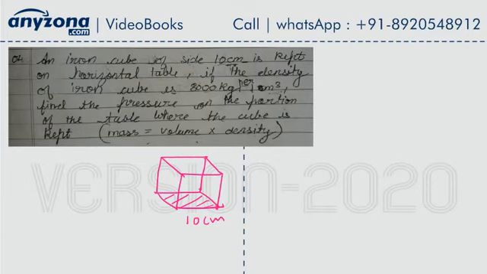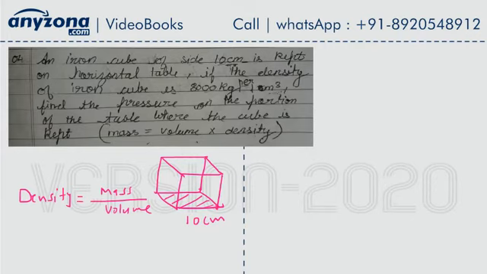If the density of the iron cube is 8000 kg per centimeter cube. Density is given. Everybody knows that density is equal to mass upon volume. Mass is equal to density into volume when you do cross multiplication. So this is the formula.